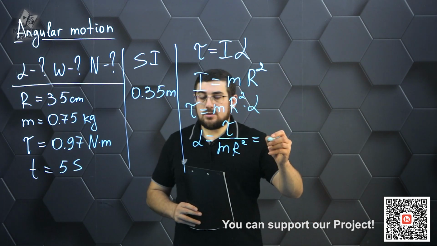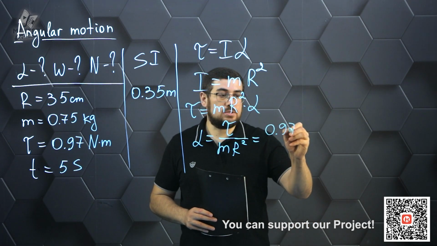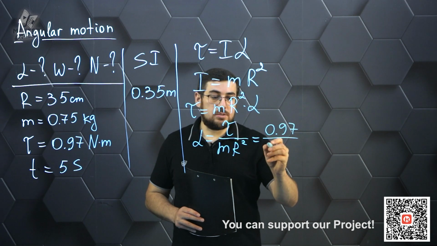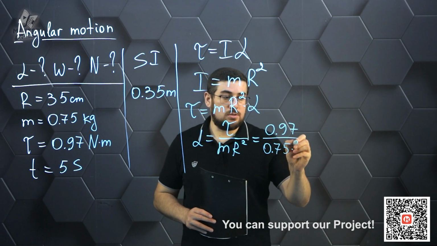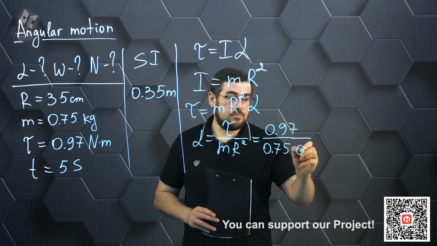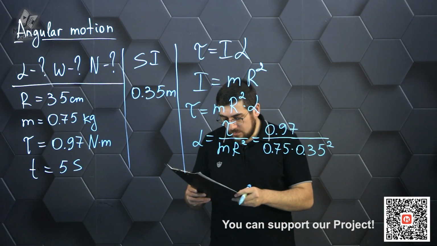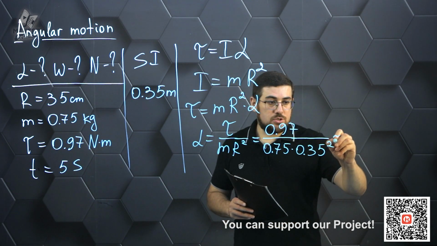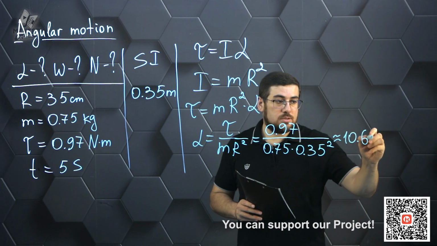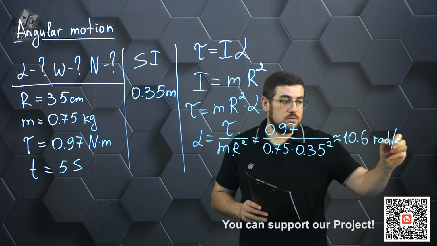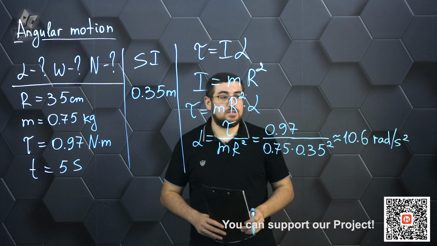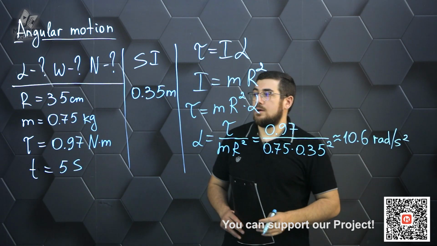So we substitute the values and it turns out to be 0.97 divided by the mass of the wheel, 0.75, and the radius squared, 0.35 squared. Thus we get an approximate value of 10.6 radians per second squared. So this will be the magnitude of the angular acceleration.